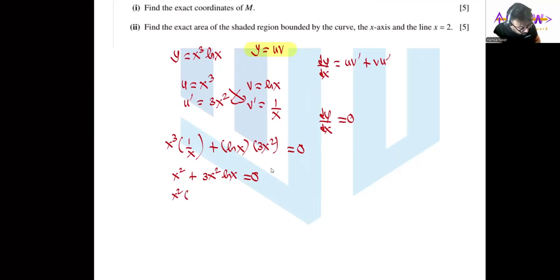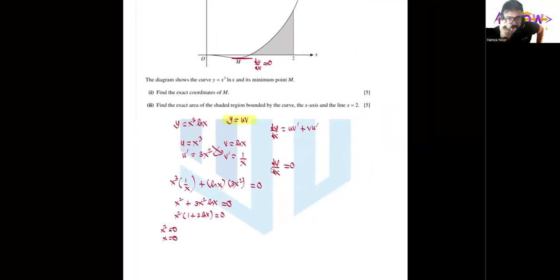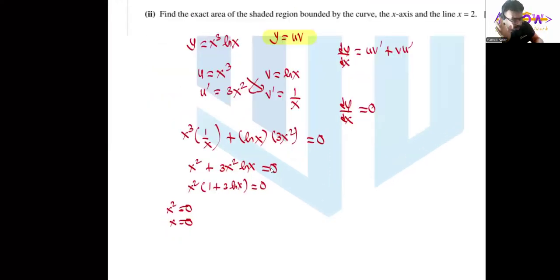Taking x squared as common multiplied by 1 plus 3 ln x, and this whole thing is equal to 0. All right. So we have achieved a factorized form over here. All right. So when x squared is equated with 0, which means x is equal to 0, we don't need this point over here. Obviously, the x coordinate of M is a positive value which is greater than 0. So this is simply rejected. This is not needed. Okay, not required over here.